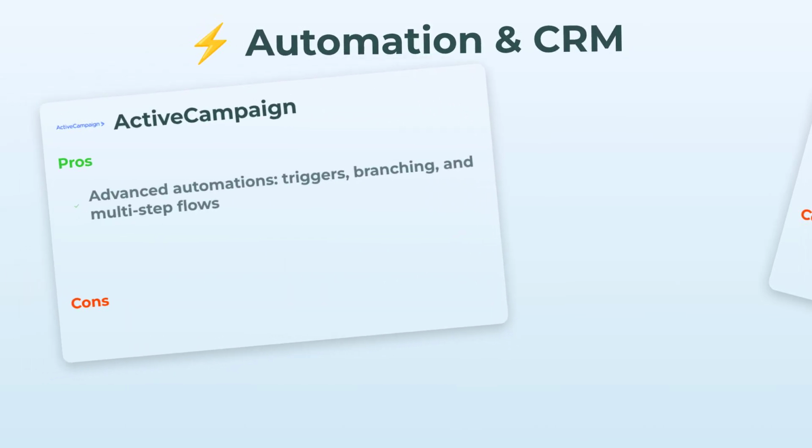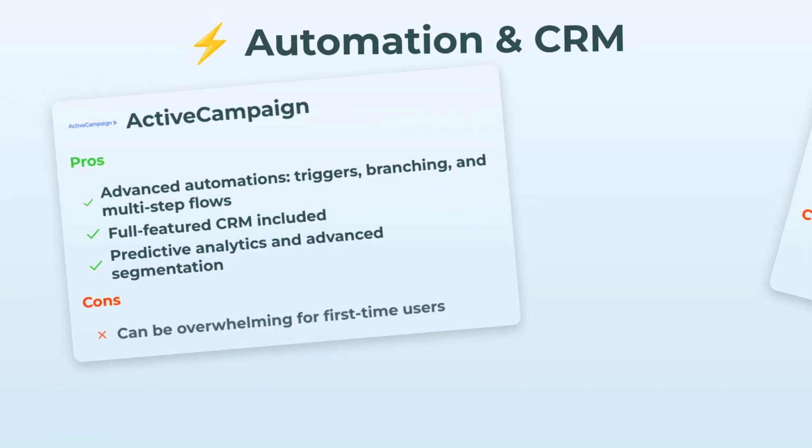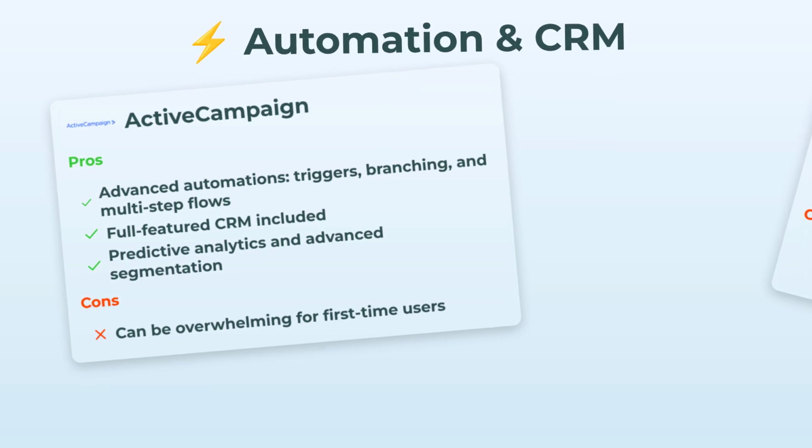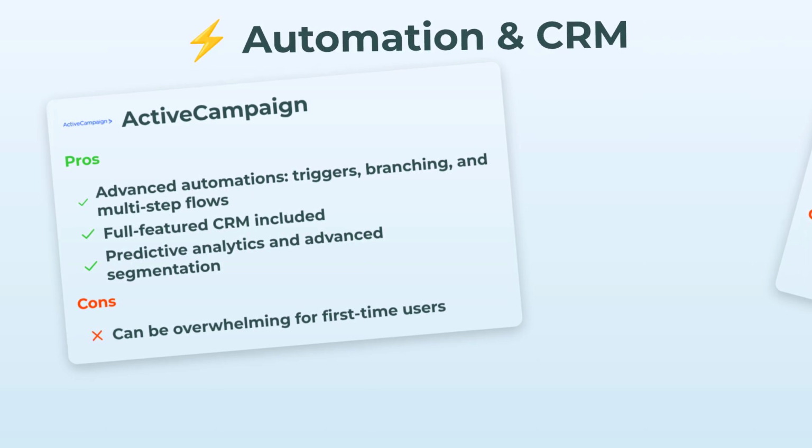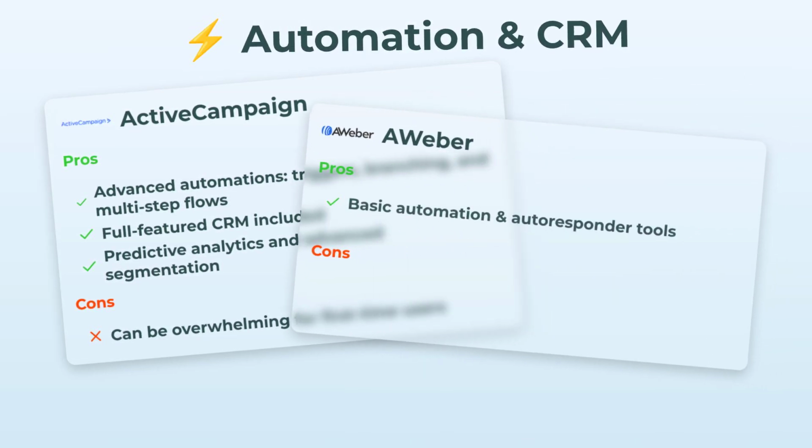Onward to automation and CRM, which honestly is where ActiveCampaign flexes pretty hard. I mean, you get all the advanced automations. Triggers, branching, multi-step flows, the works. Plus, there's a full CRM built in, with segmentation and even predictive analytics. For newbie users, though, it can feel like, whoa, what am I doing?